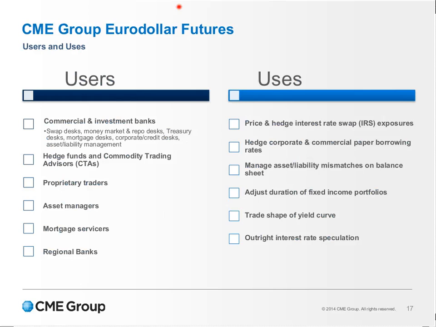Some of the users: commercial and investment banks to hedge interest rate exposure, and proprietary traders making markets and trading the curve. Eurodollars have 20 years' worth of listings on a quarterly cycle, so the ability to hedge short-term interest rates 20 years out in the future with liquid and deep markets is of benefit to asset managers, mortgage providers, regional banks, and people adjusting duration in a bond fund. Really, what we want to think about are traders looking to create trades around a yield curve expectation, and also ways to outright take a position on where we think interest rates are going.